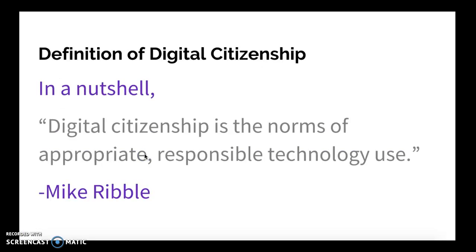So all of us are considered a digital citizen. If you're taking this online class, you are considered a digital citizen. Now, to be a good digital citizen, it all depends on what you do and how you act while being on the internet. From one of the resources that Dr. Brown provided for us, Mike Ribble defines digital citizenship as the norms of appropriate, responsible technology use.